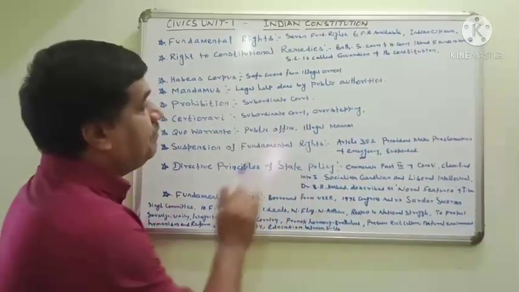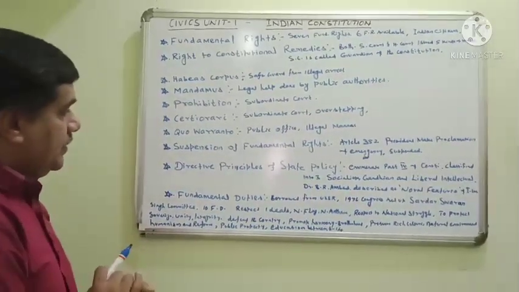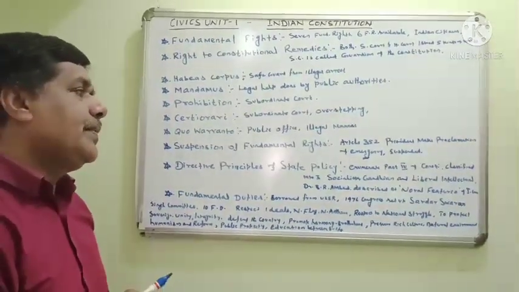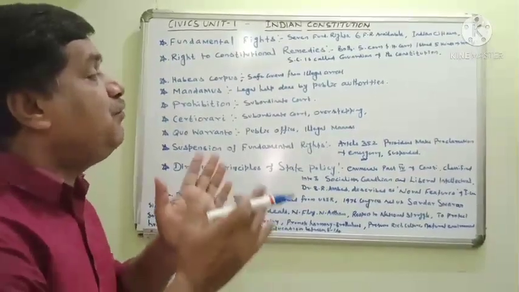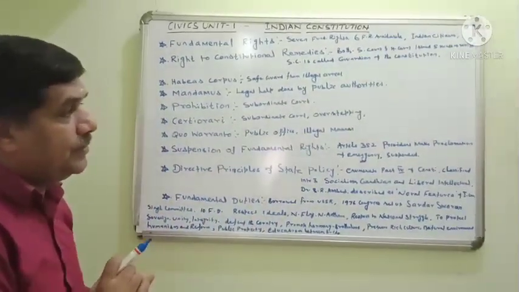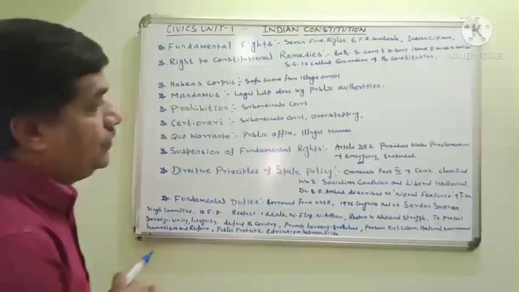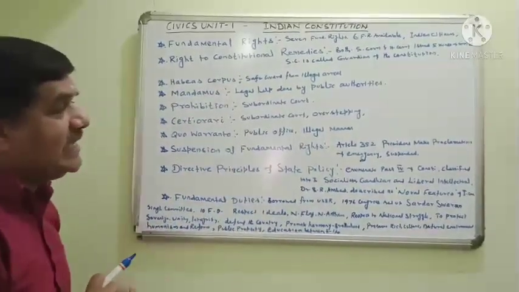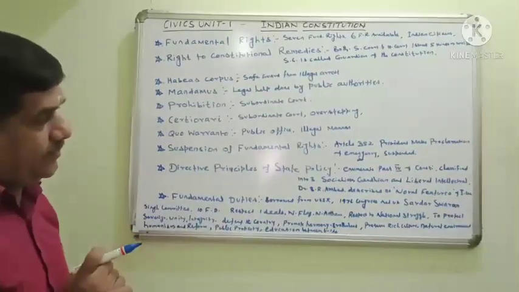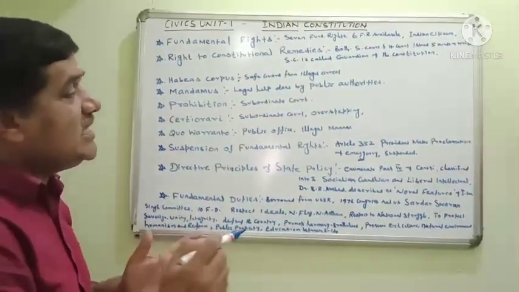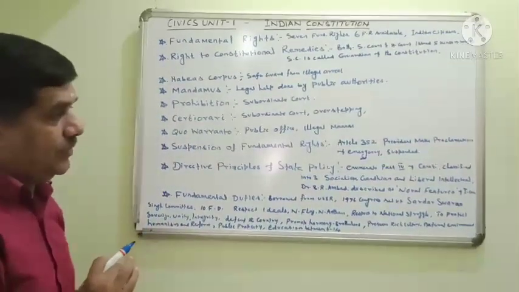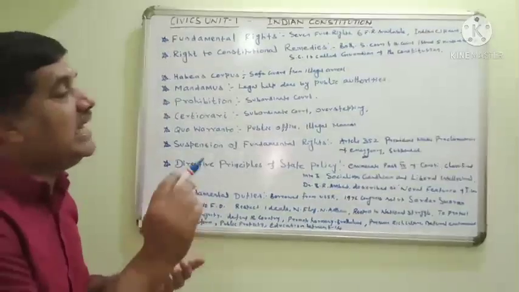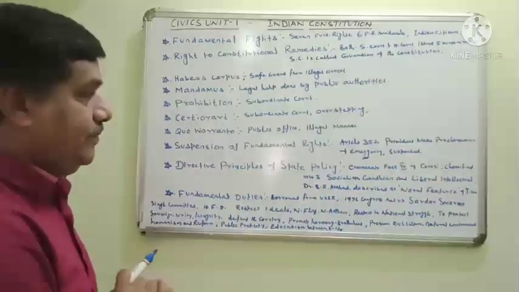Directive principles of state policy. The directive principles of state policy are enumerated in Part 4 of the Constitution, Articles 36 to 51. The directive principles of state policy are classified into three types. One is socialistic, second is Gandhian, third is liberal and intellectual.